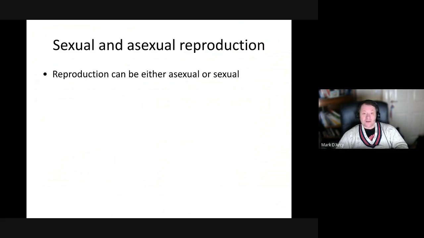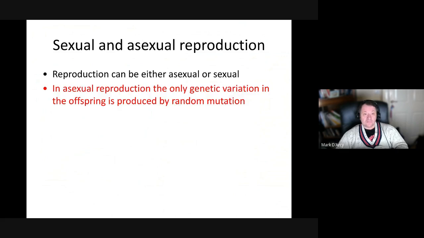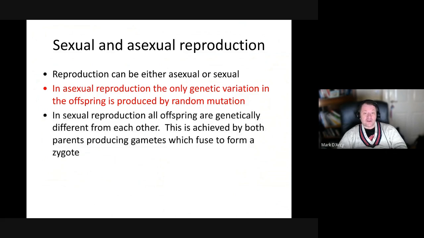Reproduction can either be asexual or sexual. In asexual reproduction, the only genetic variation in the offspring is produced by random mutation. This means that individuals pretty much are clones of each other. This makes them very vulnerable to things like disease, although the benefit of asexual reproduction is that it's much faster. In sexual reproduction, all offspring are genetically different from each other. This is achieved by both parents producing gametes which fuse to form a zygote.